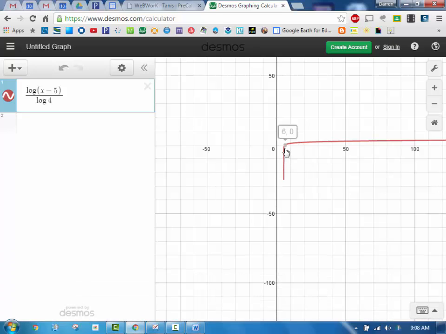But this function goes like this. The range is all real numbers. This thing does keep going down. It's a graph for error.